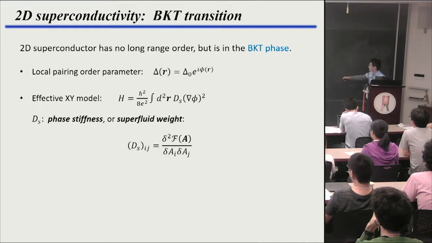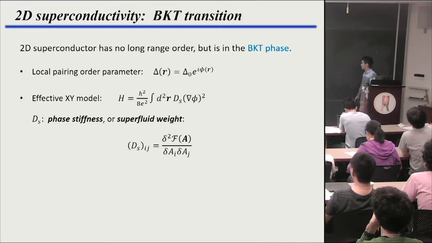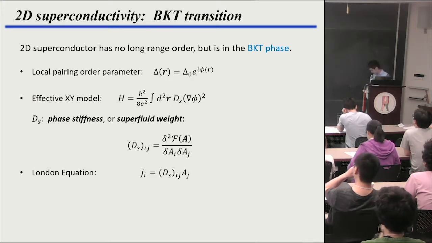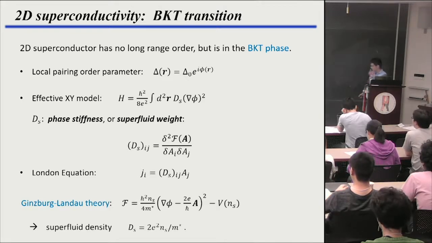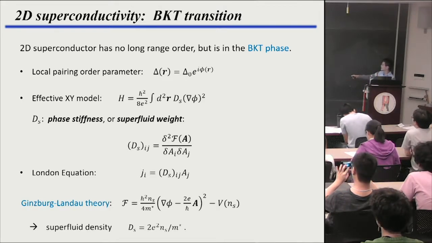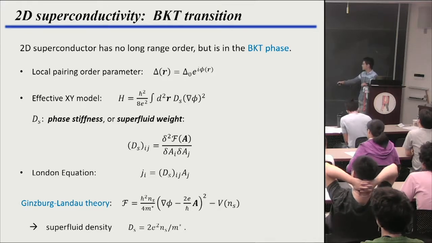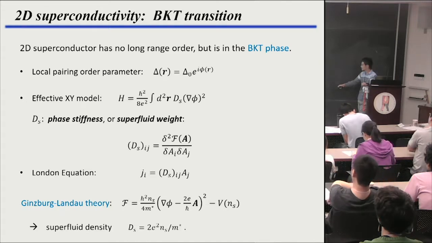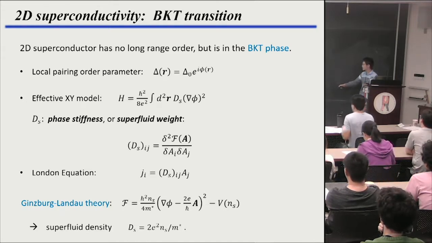So you can calculate this Ds by just doing variations with respect to the gauge field A. So this F here is the free energy. This is also basically the coefficient of the London equation, just from the definition of itself. So it's actually also a measurable quantity. In Ginzburg-Landau theory, if you plug in all these order parameters, you would find the free energy is given by this formula. Basically, this gives you a superfluid density, which is proportional to your superconducting density, but divided by the effective mass of these electrons.